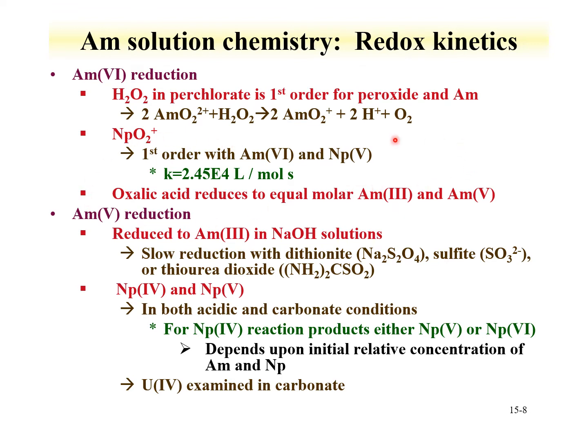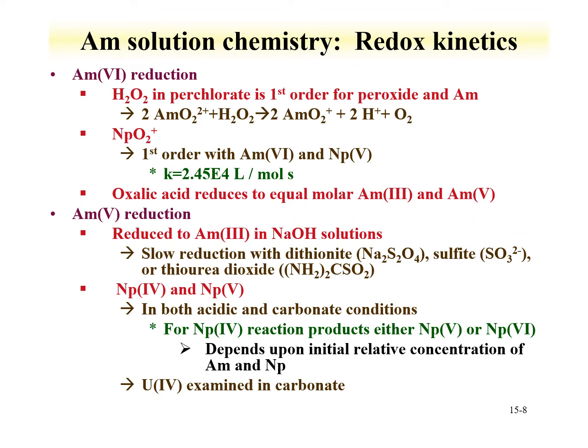Oxalic acid reduces the americium 6 to equimolar americium 3 and americium 5. In a number of these conditions, you tend not to see the stabilization of the americium 4, but other americium oxidation states are evident. Americium 5 reduction has been examined, and it reduces to the 3 in sodium hydroxide solutions. It is reduced with sulfur compounds, as shown here.